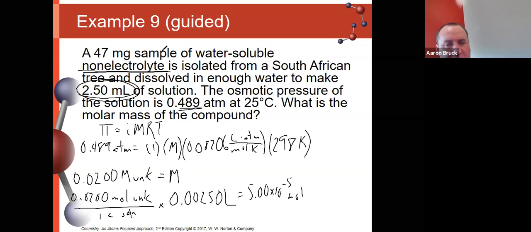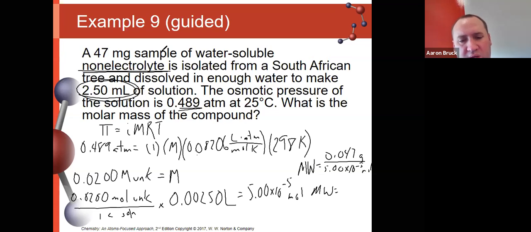And so now if I take my molecular weight, it would be 0.047 grams divided by 5.00 times 10 to the negative fifth moles. My molecular weight comes out to be 940 grams per mole.